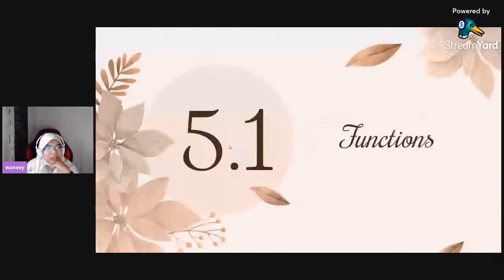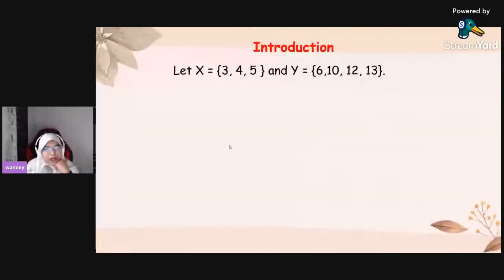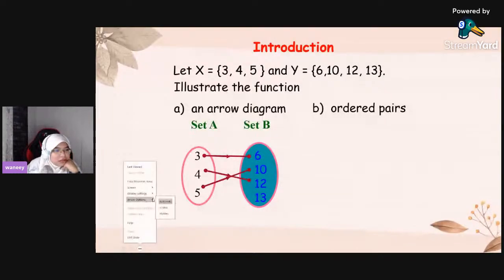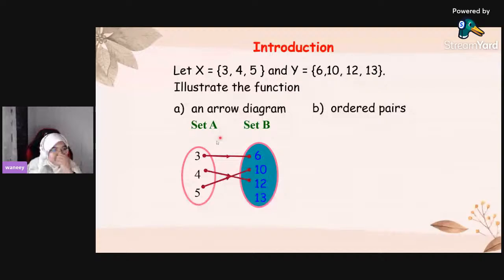Okay, functions. Let's say X is 3, 4, 5 and Y is 6, 10, 12, and 13. If you use an arrow diagram, they are going from set A to set B. So 3 is going to 6, 4 is going to 12, 5 is going to 10. This is an arrow diagram.